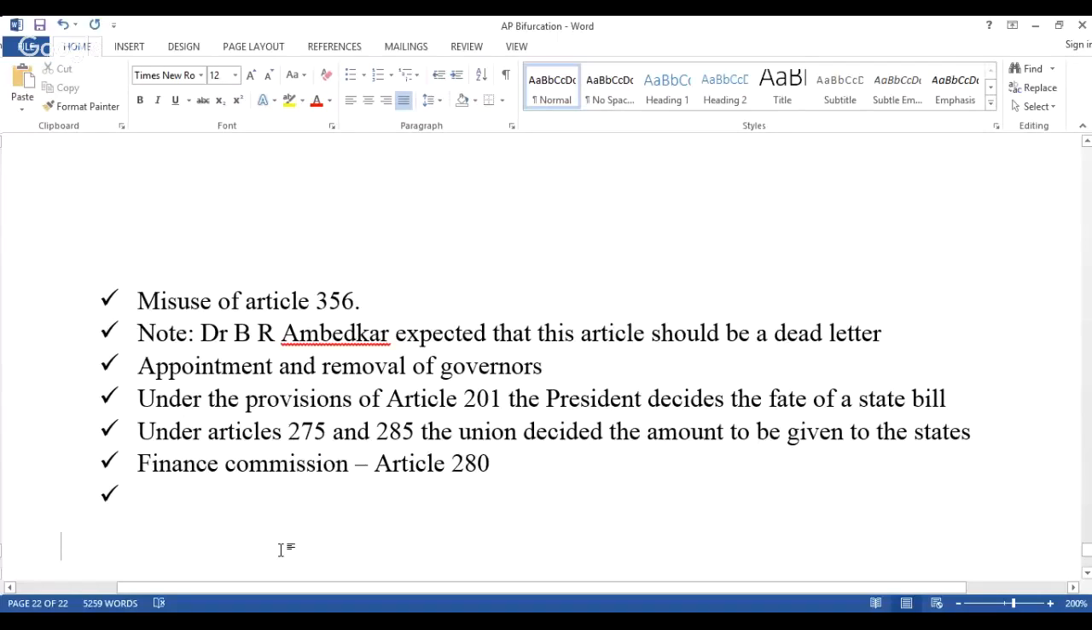Right? So under the provisions of Article 201, the President decides the fate of a state bill. You must be knowing this. At the state level, once you pass a bill in the state legislature, that bill will go to the governor. If the governor signs, it will become an act. But certain bills will be there, if the governor feels that they are unconstitutional, they are going against the provisions of the constitution, or it is talking about the powers of the high court.